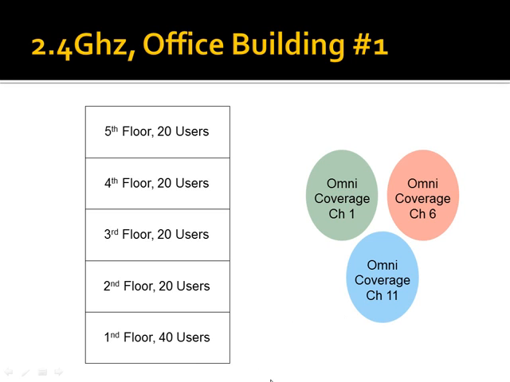Okay, so let's take a look at the situation here. This is an office building, 5 floors. We have 20 users per floor. We are talking about 2.4 gigahertz.